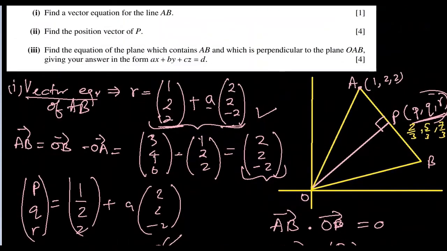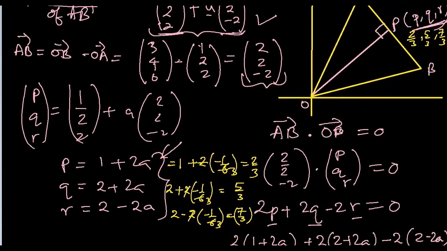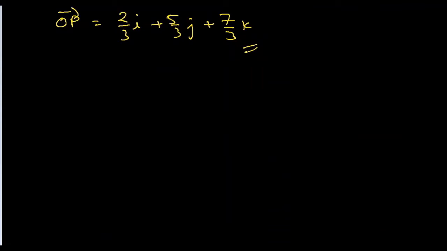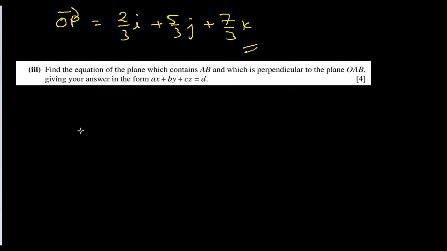Third part of the same question talks about the plane, the equation of the plane, which is not part of the curriculum anymore in 2022. But if you're interested in solving it, you can continue watching videos or you can stop here. That's the equation. Find the equation of the plane which contains AB. So, and which is perpendicular to the plane OAB. Okay. Giving your answer in form of this, you have to find the equation of that plane.